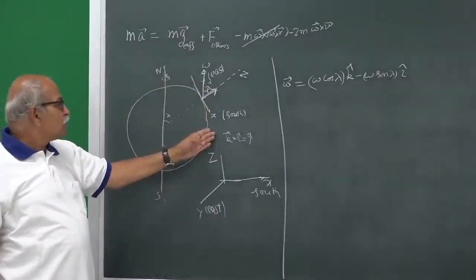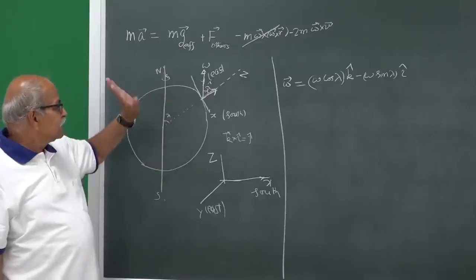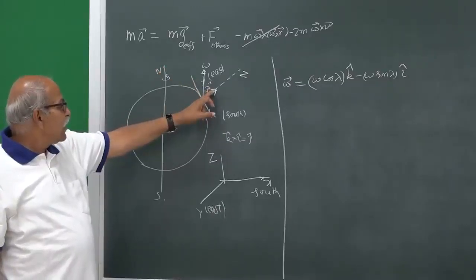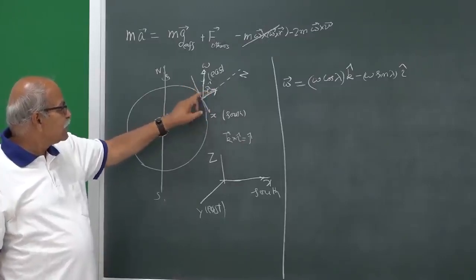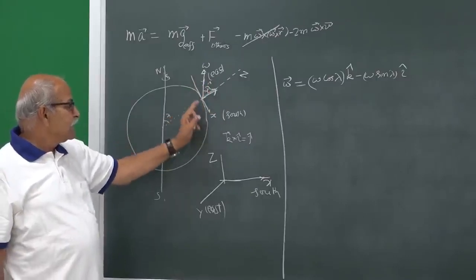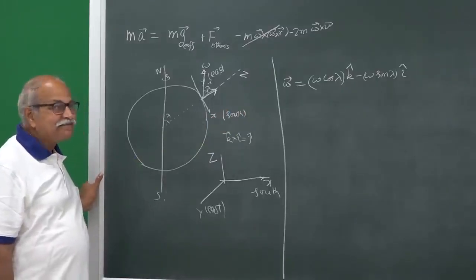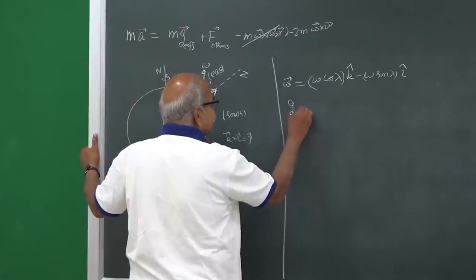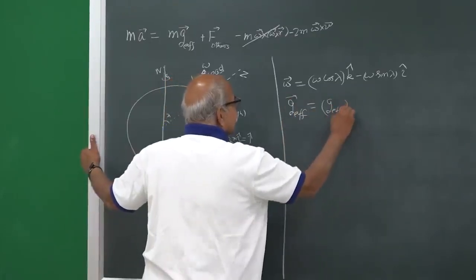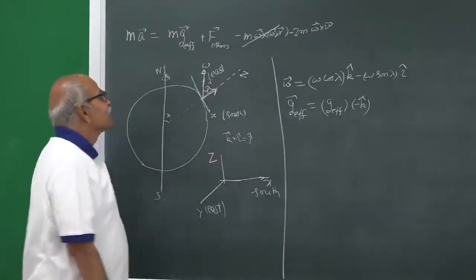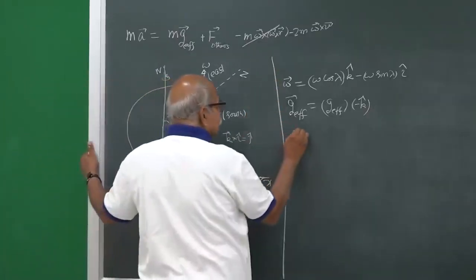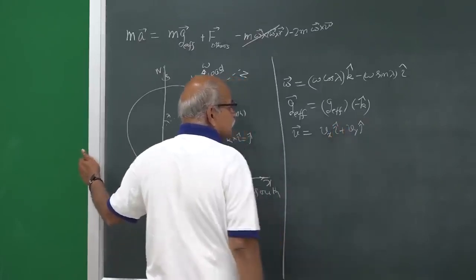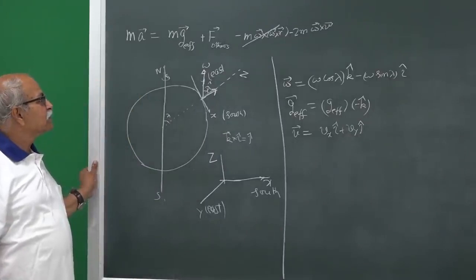This north-south, this vertical, and this axis of rotation are in one plane, and therefore we can resolve the omega vector in the z direction and in the x direction. So it is omega cos lambda in the z direction, and omega sin lambda with a negative sign in the x direction. And g is in the negative z direction, so g effective is minus g effective k cap. Then we have v, which will be Vx i cap plus Vy j cap.